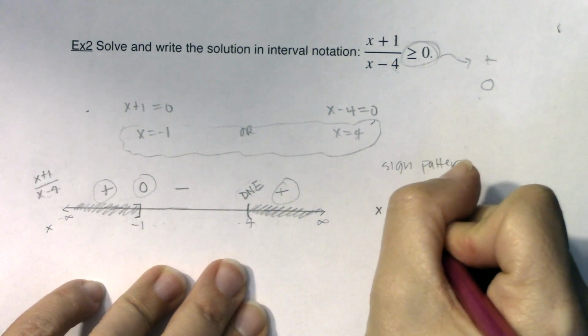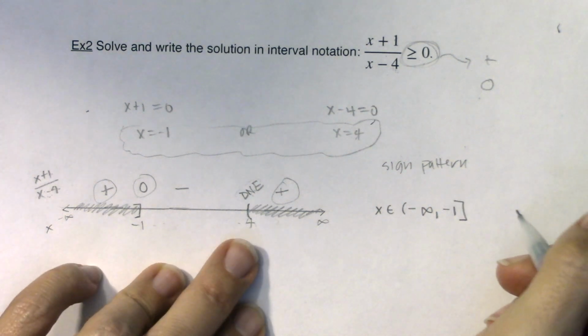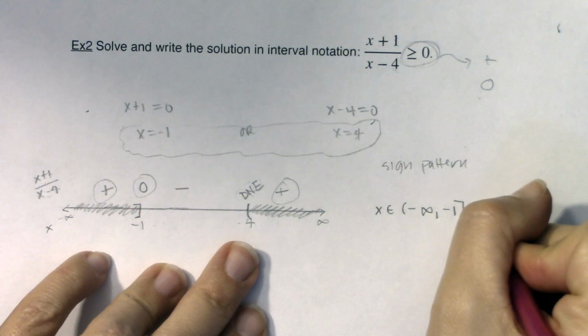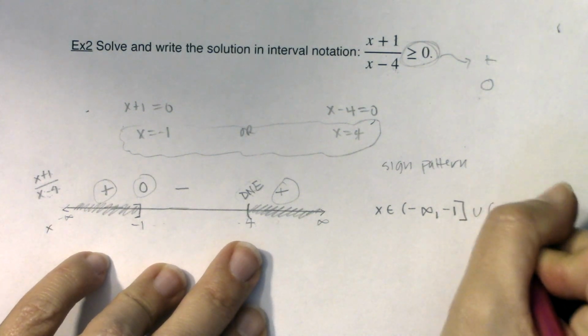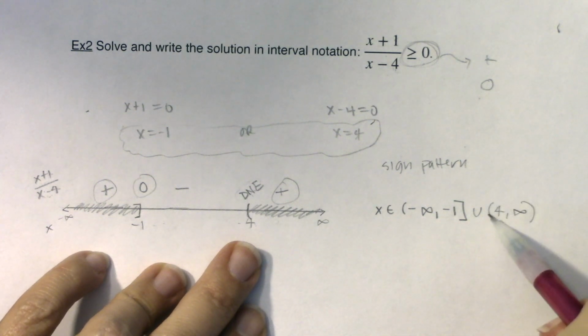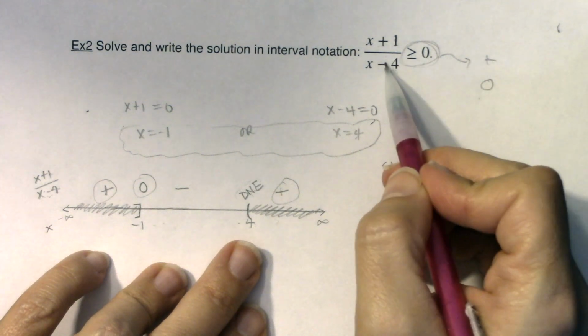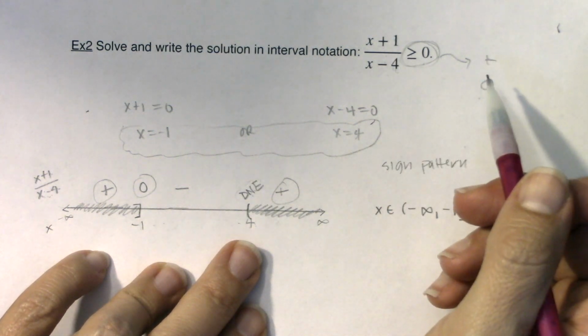Ultimately, my answer is going to be -infinity to -1 with a bracket. Right? Infinities always get the parentheses. That's the first interval. And then I want to go from 4 to infinity. Okay, so I have to put the parentheses around 4 because if I plug in x equaling 4, that fraction doesn't exist.